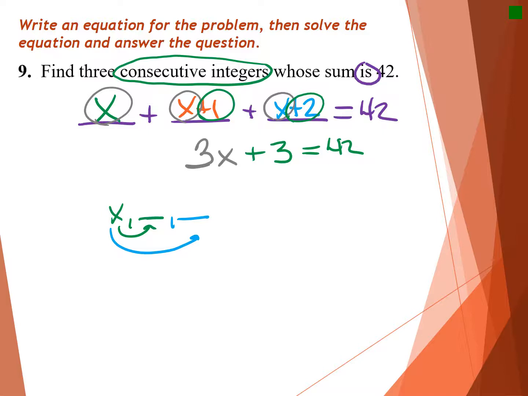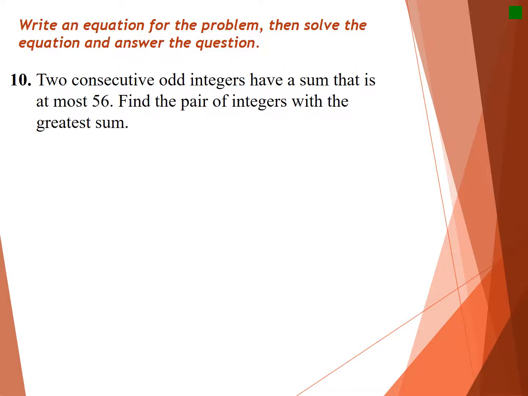They're always going to look like that. If it says consecutive integers, it's always x, x plus 1, x plus 2. If it says consecutive odd integers, first of all, it's only 2 of them. So I'm adding 2 of them. They have a sum that is, at most.